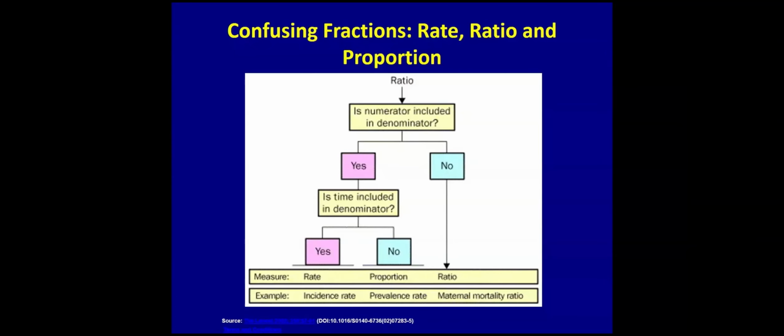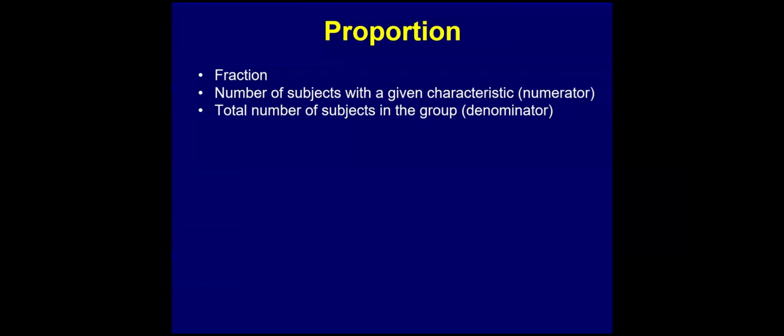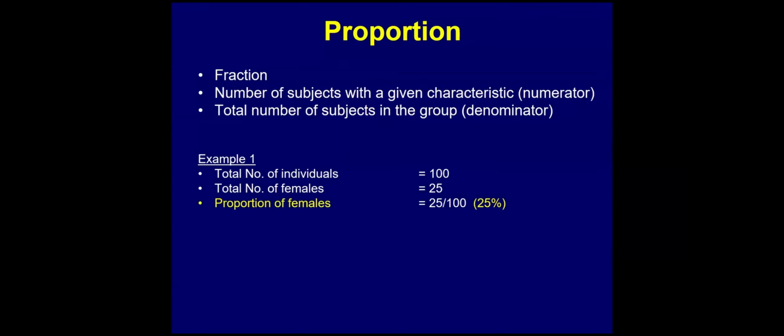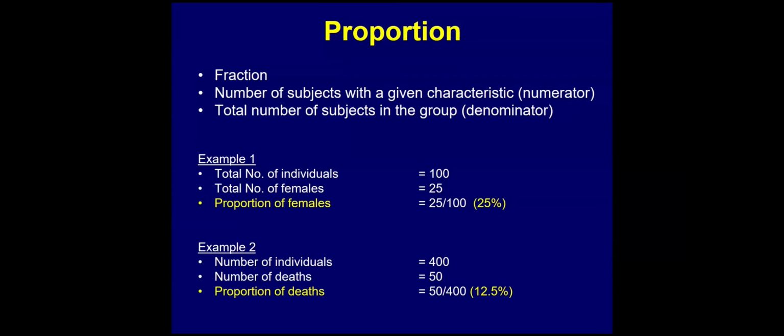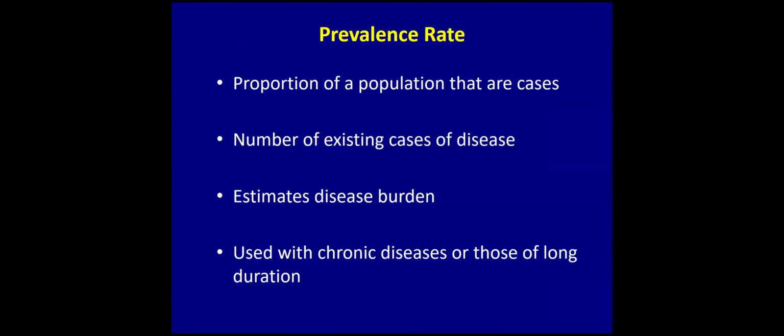If there is a follow-up component included, then it is a rate. I'll just introduce some of the things. Proportion, we already discussed. It is the total number who had the event divided by the total, where the numerator is part of the denominator.